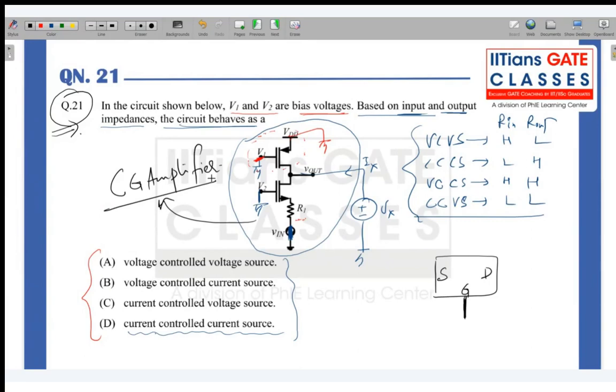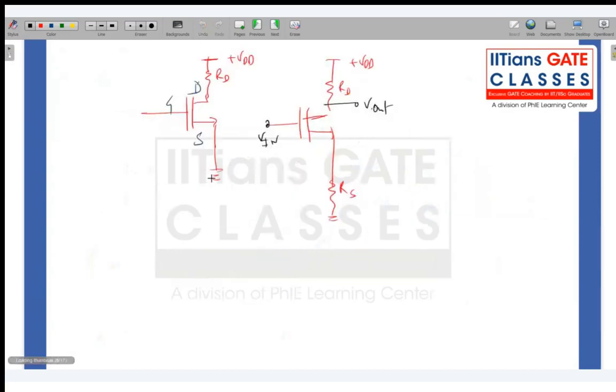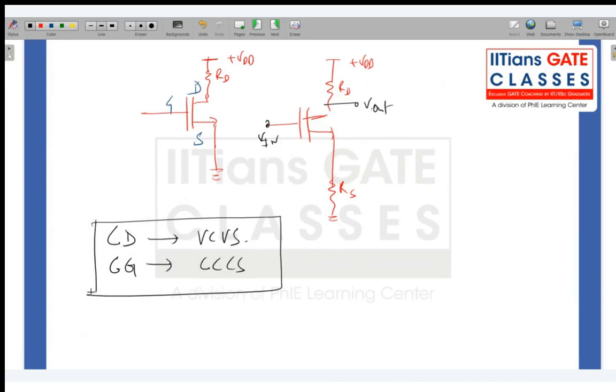Common drain, if suppose they have given common drain, right? Remember always, common drain mimics the property of what? Voltage amplifier. You can say VCVS, right? And common gate is given, it means it mimics the property of what? It mimics the property of current control current source. Okay, that you have to keep in mind. This is from the very basic. When we discuss amplifier modeling, we tell the examples.